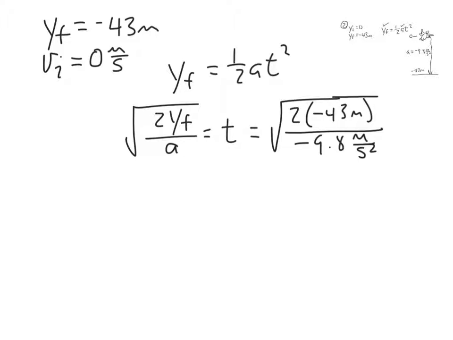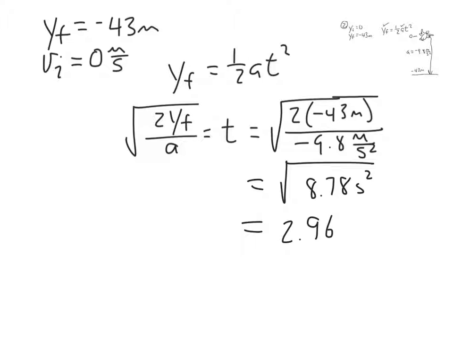So we have t is equal to the square root of 8.78 seconds squared. When we take the square root of that, we get 2.96 seconds.